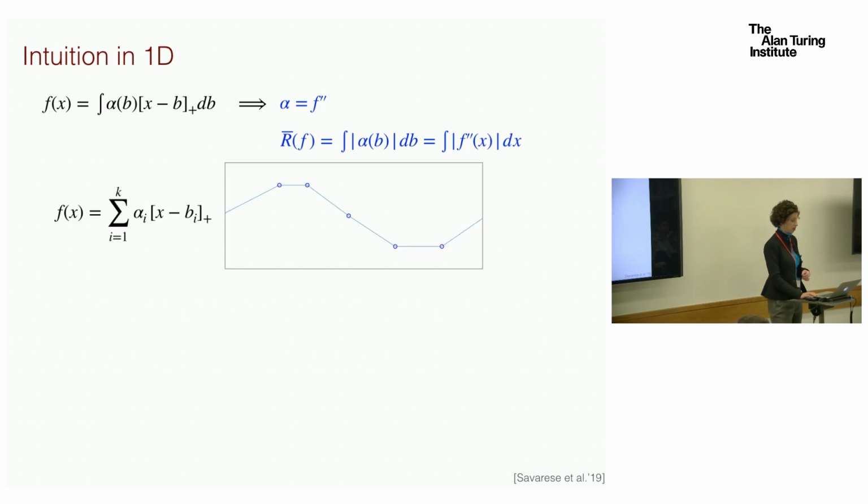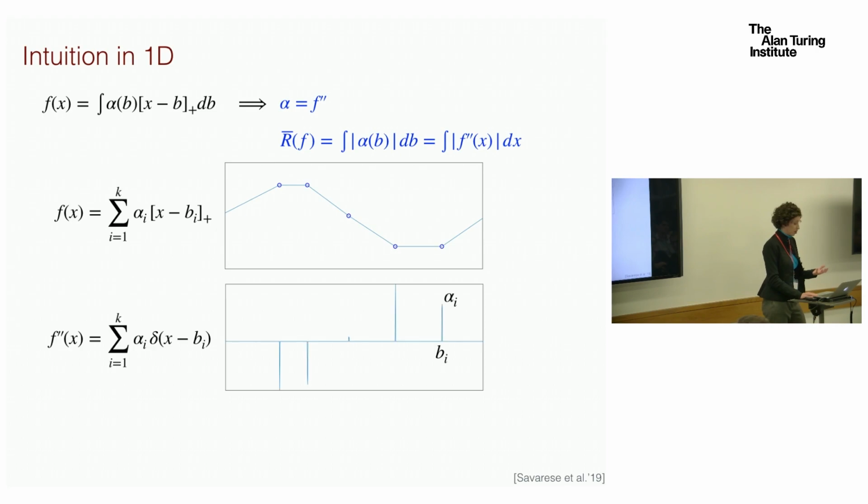Okay, so just as a little toy example, here is a sample function and its second derivative. And what we see is that you have these spikes in the second derivative corresponding to the 5 different ReLUs used to write down this function approximation. And the spikes are located at different b's corresponding to where the ReLUs are biased. And the heights of the spikes correspond to the alphas, how much weight is applied to each one of them.